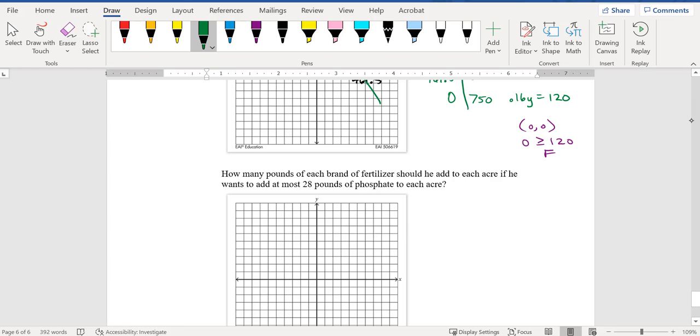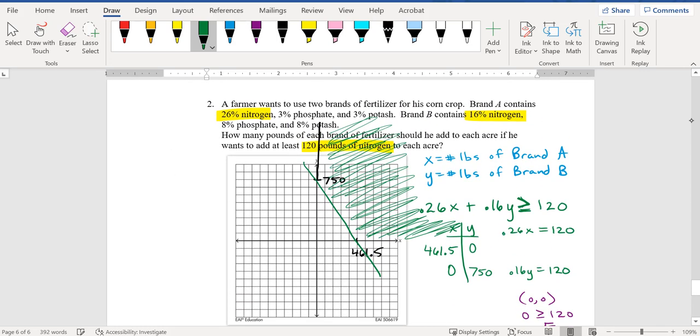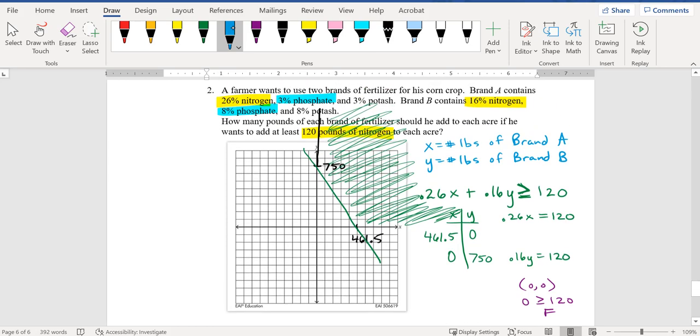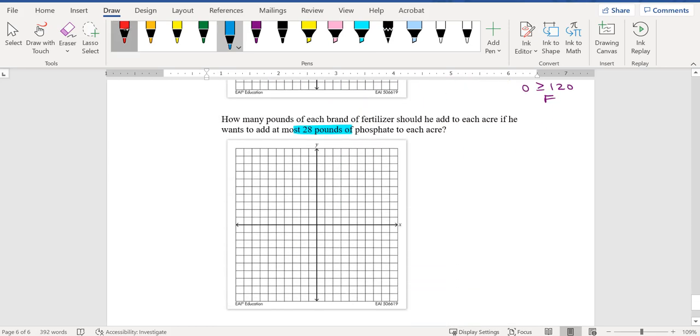All right. Second part of the problem says how many pounds of each should he add if he wants to have at most 28 pounds of phosphate. Okay, for the phosphate, brand A has 3%, brand B has 8%, and you want at most 28 pounds. What was brand A again? 3%. So 0.03x plus 0.08y at most, so it has to be less than or equal to 28 pounds.